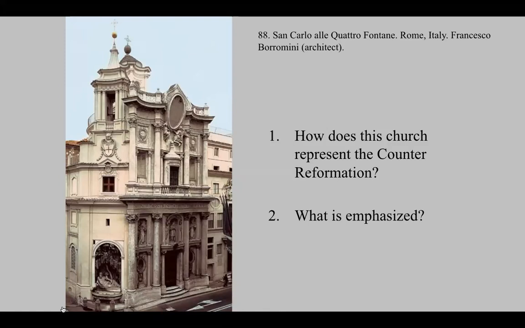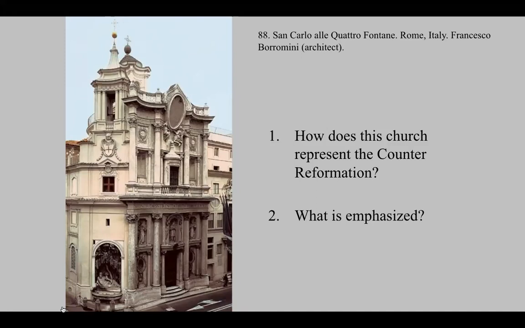We have our last building for architecture. And so we're gonna look at San Carlo alle Quattro Fontane. This is on a major street in the city of Rome, and the architect for this is Borromini. Now, it's confusing. We just had a sculptor named Bernini, and now we have Borromini, right? So you have to remember two artists with a B that sound very, very similar, right?